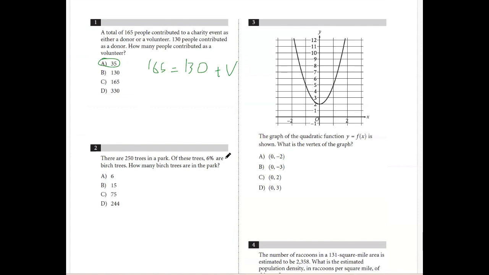There are 250 trees in a park. Of these trees, 6% are birch trees. How many birch trees? Okay, a percentage problem. I always like to divide this by 100, divide by 250, and this becomes 15. So B as in boy is the correct answer.